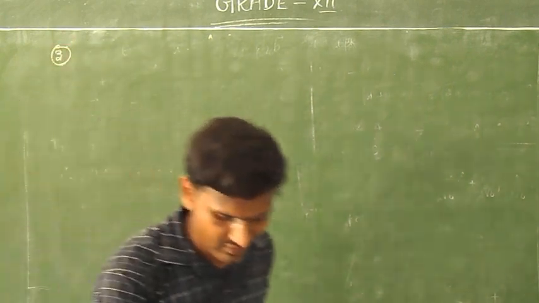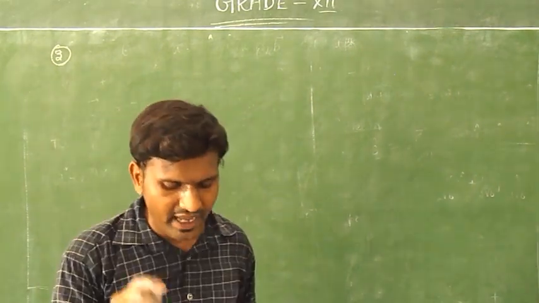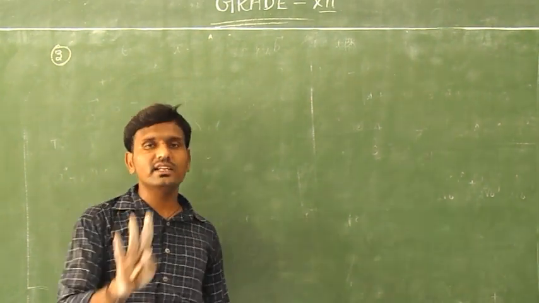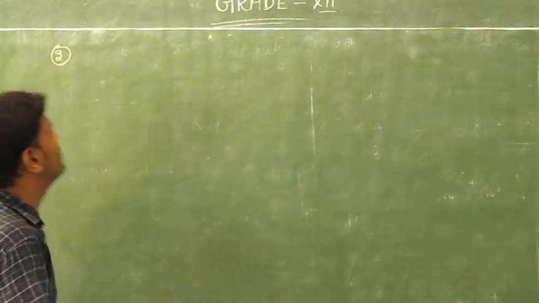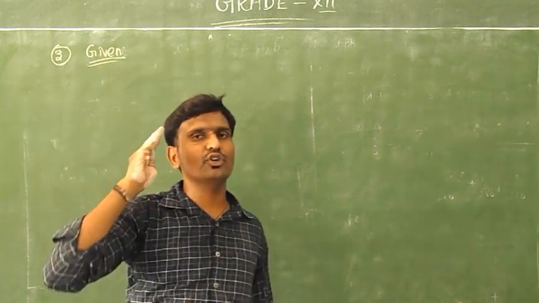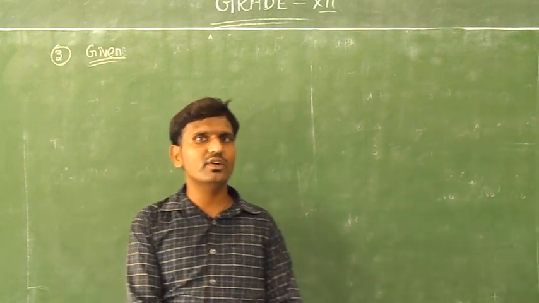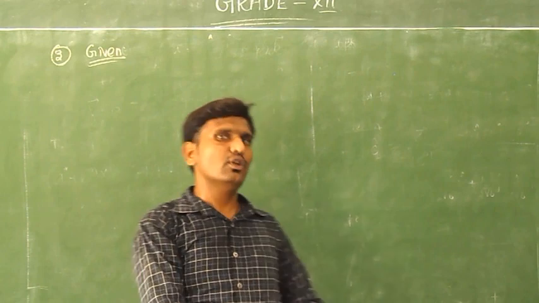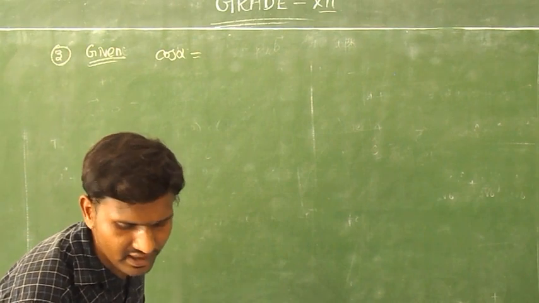Third question. Listen. If a vector makes an angle pi by 3 with i vector, pi by 4 with j vector, and an acute angle theta with k vector, find the components of a vector. Okay. Now listen. Given the three angles from your three dimensions, the direction cosines: cos alpha is the angle with i vector, cos beta is with j vector, and cos gamma is with k vector. So for that I am taking cos alpha, that is the alpha angle.